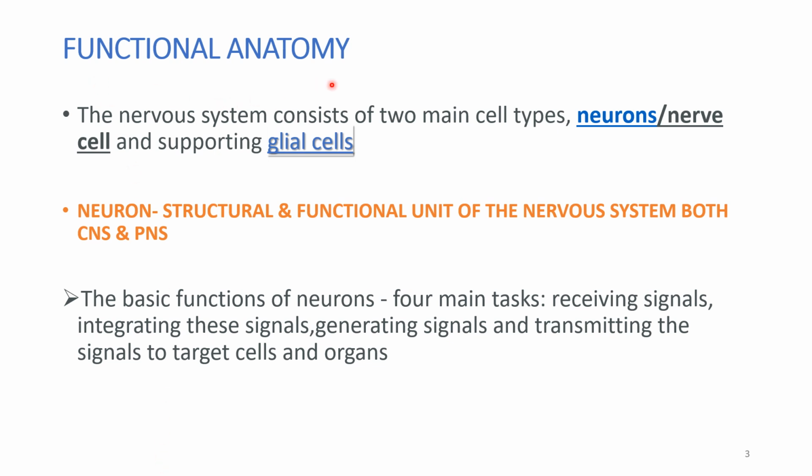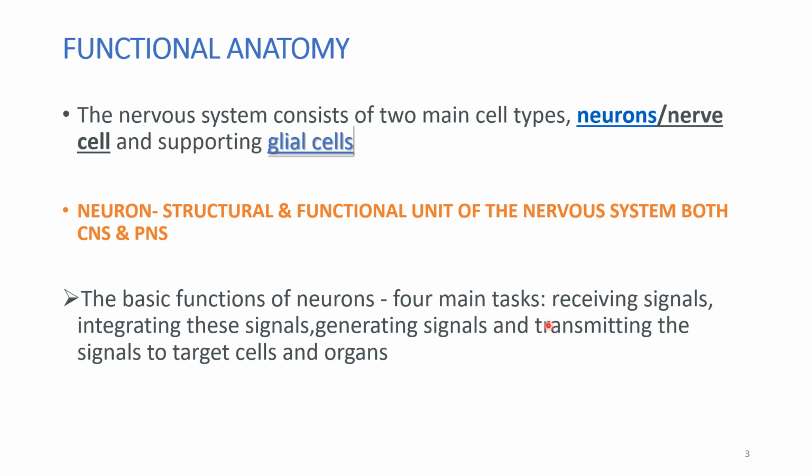Okay, functional anatomy. The nervous system is actually composed of two main cell types. What are they? They are neurons or nerve cells and supporting glial cells. These neurons are the structural and functional unit of the nervous system for both the central nervous system and peripheral nervous system. So what is the basic function of the neurons? They will perform four main tasks.